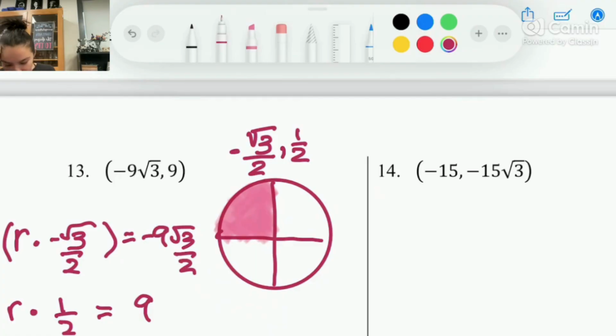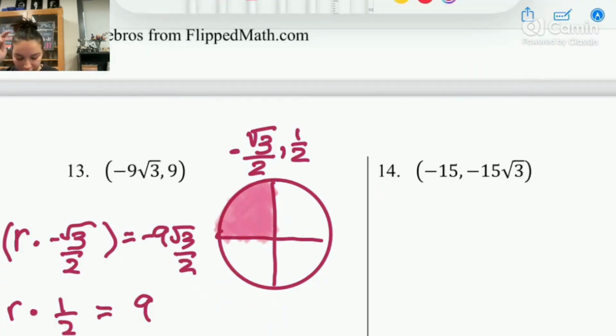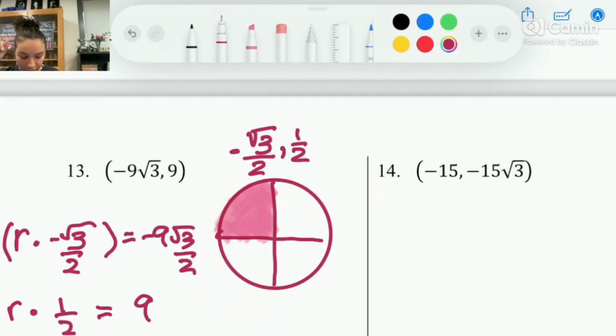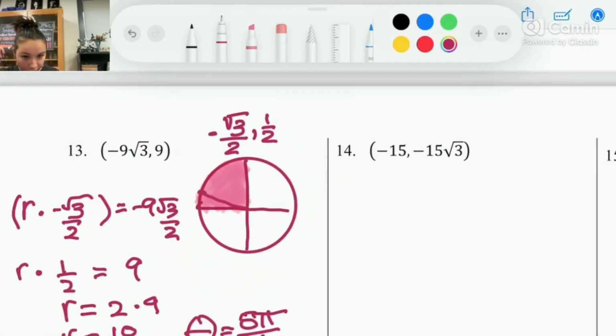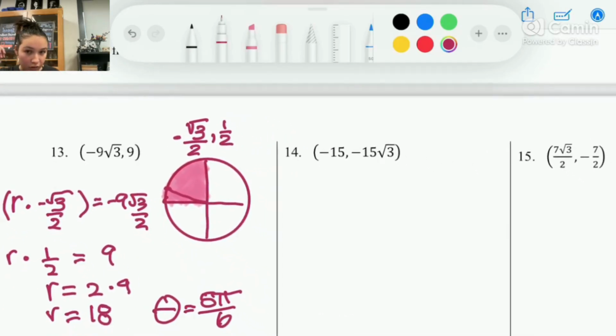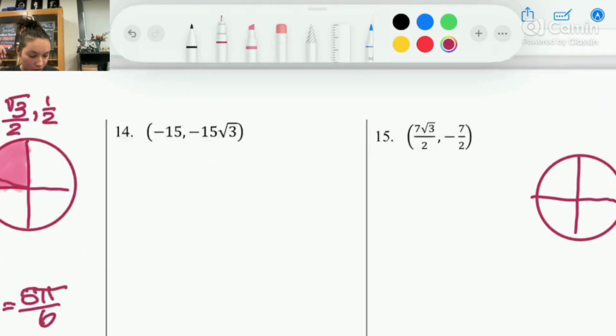And then you also know that in this quadrant, the x and y value could only be at 5 pi over 6. And then we'll move on to right here.